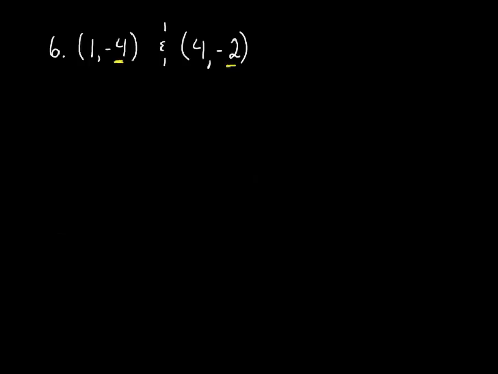Find the equation of a line passing through these 2 points. The first thing we need to do is find the change in y, and then divide it by the change in x. Now this should be mental math, but I'm going to go ahead and write it out. Our change in y is -2 minus -4, and our change in x is 4 minus 1. -2 minus -4 is +2, and 4 minus 1 is +3. So our slope is 2/3.